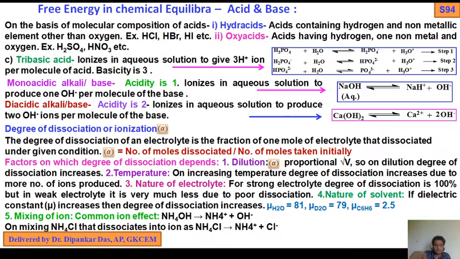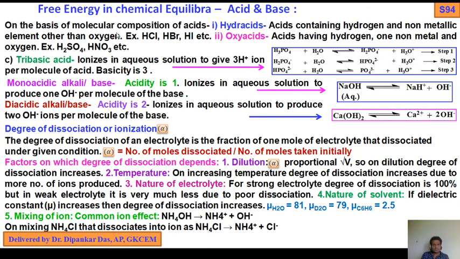Okay, let's move on. Tribasic acid ionizes in aqueous solution to give 3 H plus ions. We know H3PO4, when it reacts with water, what will happen? We get H2PO4 minus and hydronium ions in step 1. It also contains 2 other replaceable H plus ions. In the second step, H2PO4 minus loses another H plus, giving HPO4 2 minus plus hydronium ions. Again it contains 1 H plus which dissociates into PO4 3 minus plus the hydronium ion. So the total number of replaceable hydrogen is 3. That's why the basicity is 3.